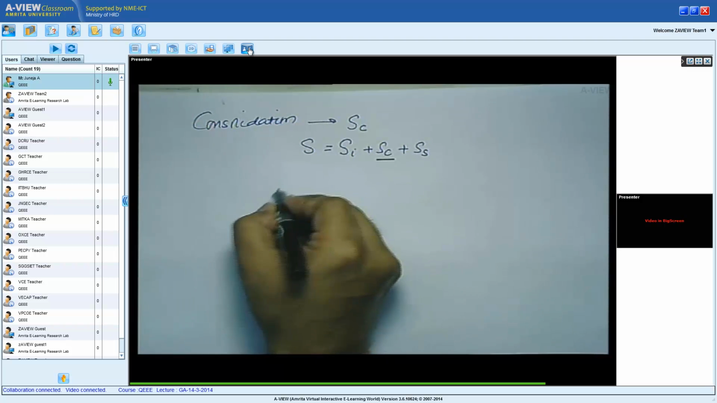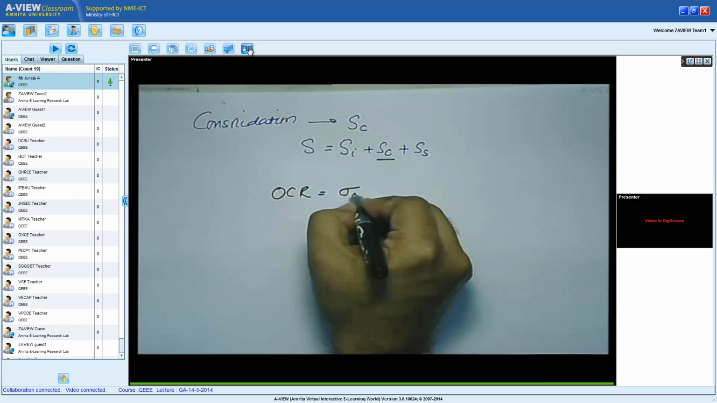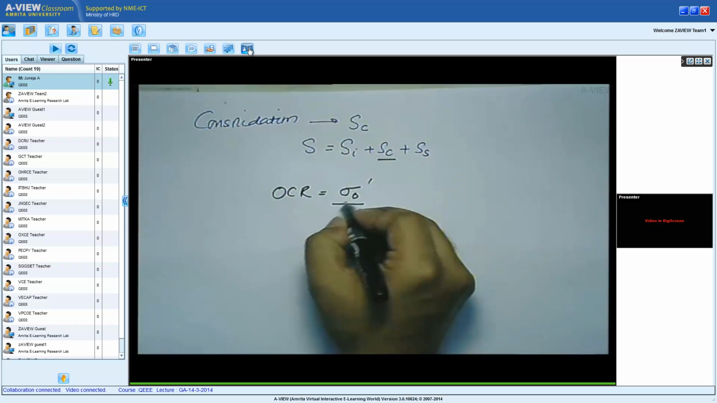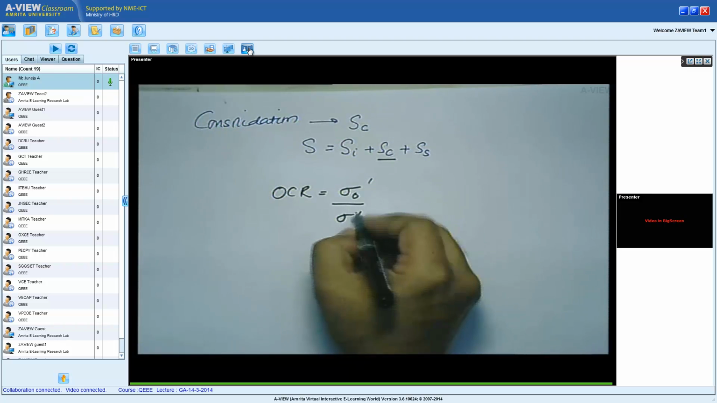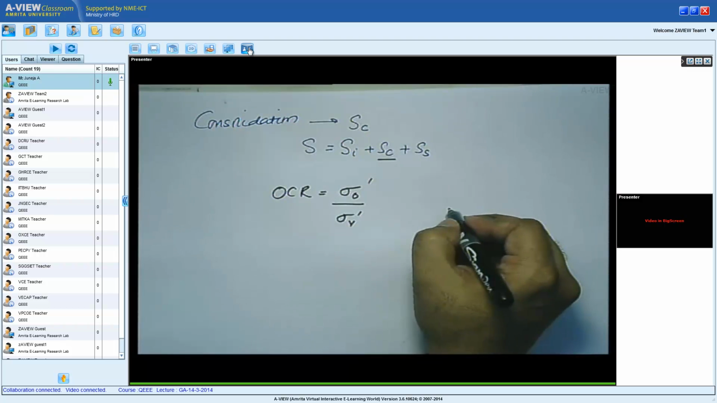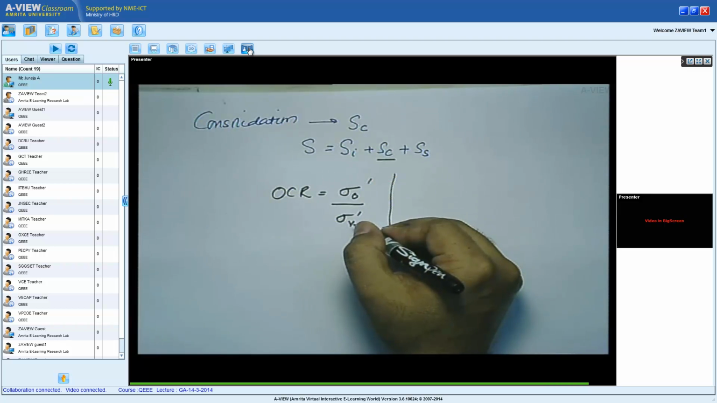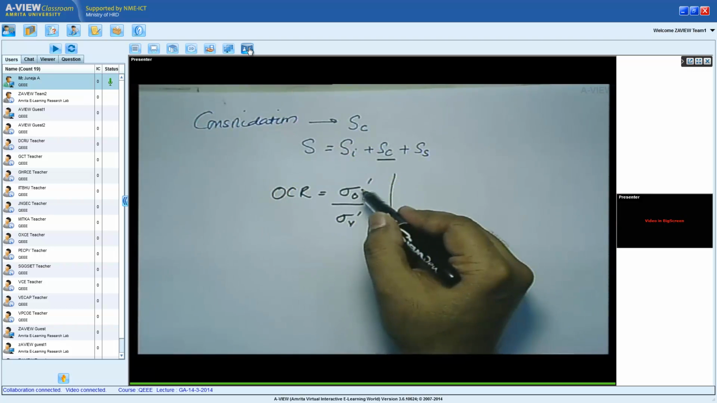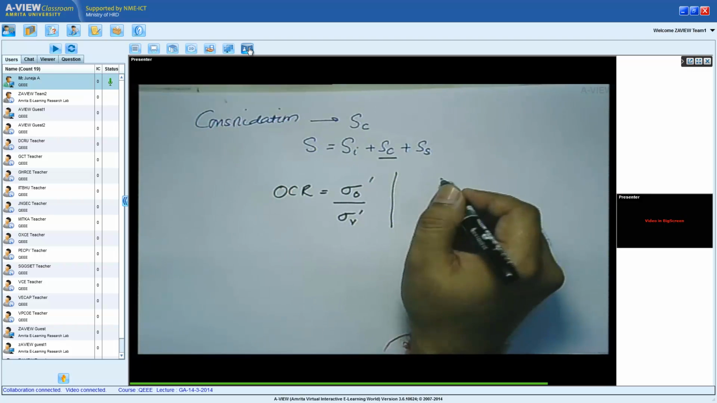We also looked at a second term we called OCR, the over consolidation ratio. We said this is a ratio of the maximum stress the soil has experienced in its history to the current stress. Usually OCR is for vertical stress, so we put a suffix V. But there is nothing stopping you from taking an average of vertical and horizontal stress in both the numerator and the denominator. There are people who work on the average as well.